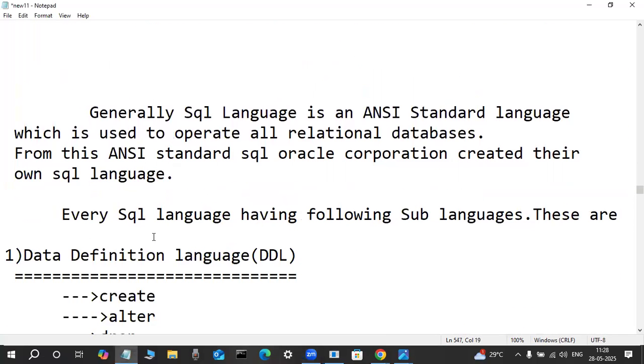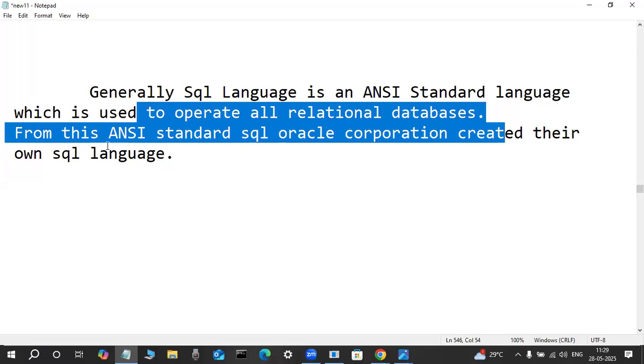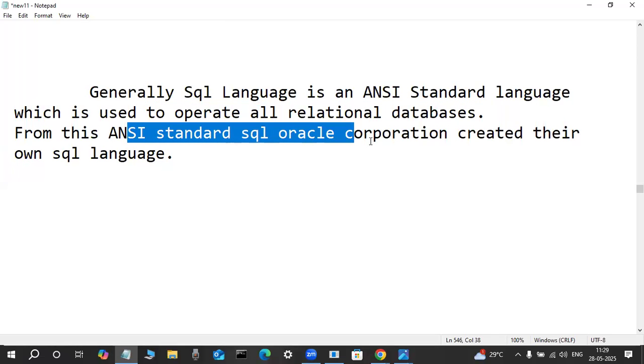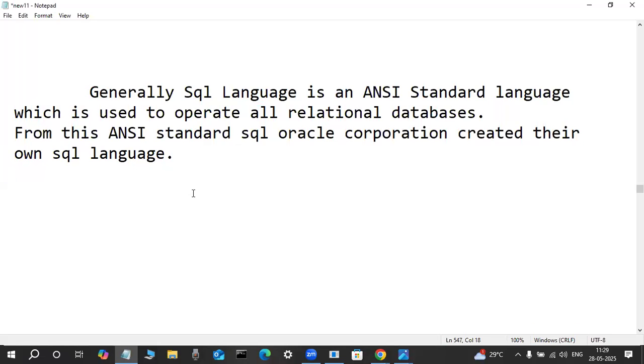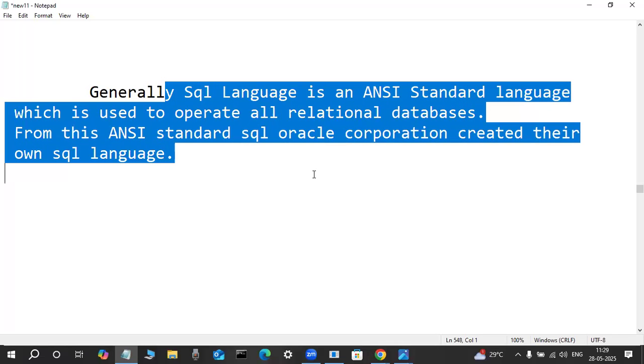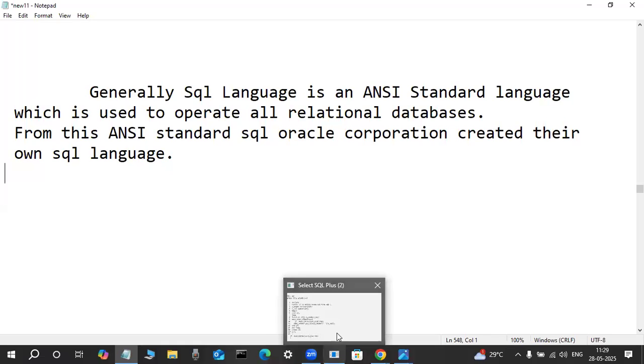And now observe here. Generally, already I told, SQL language is an ANSI standard language which is used to operate all relational databases. From this ANSI standard SQL, Oracle Corporation created their own SQL language. Take a snap of this one also. Complete fast. Even anybody not in the demo class, through this theory they can understand. And now check it out. Concentrate here, observe the screen.